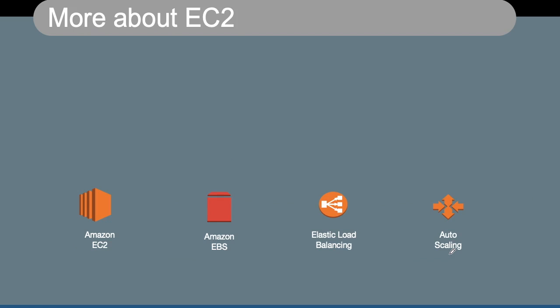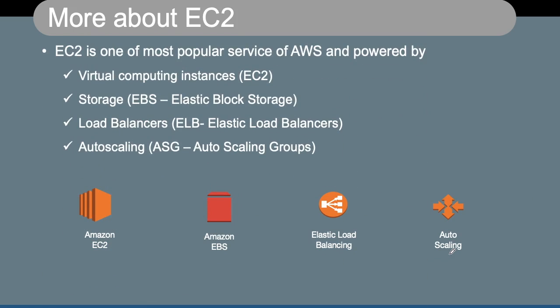Now let us talk about the various compute services which are available and come with EC2. We will talk about it, but before that we will talk about virtual instances. The EC2 machine, which is Elastic Compute Cloud, also comes with storage, which is EBS, Elastic Block Storage. And we have load balancers, called ELBs, Elastic Load Balancers. And we have auto scaling groups, called ASG.